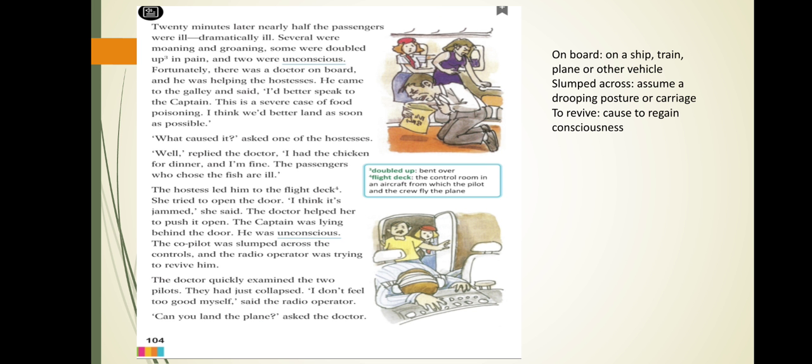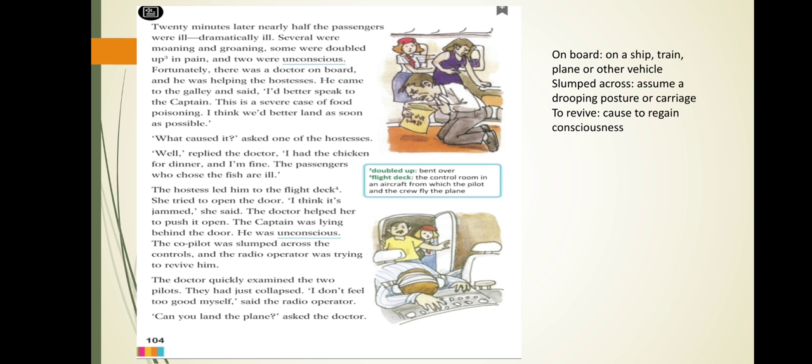See, that means the pilot and the co-pilot were unconscious. The co-pilot was slumped across. That means assuming a drooping posture, as you can see in the picture. And the radio operator was trying to revive him. There were three people inside: pilot, co-pilot, and the radio operator in the flight deck.